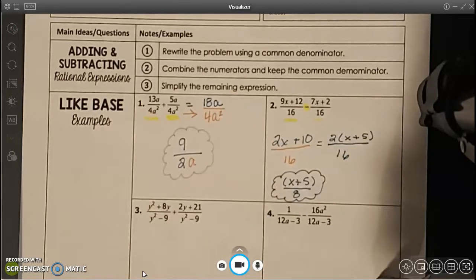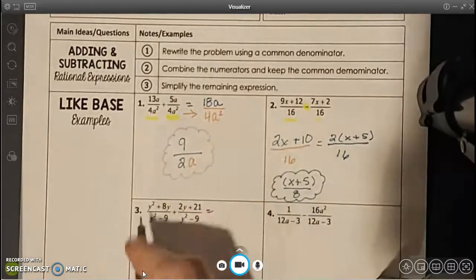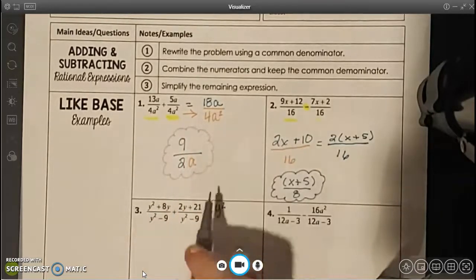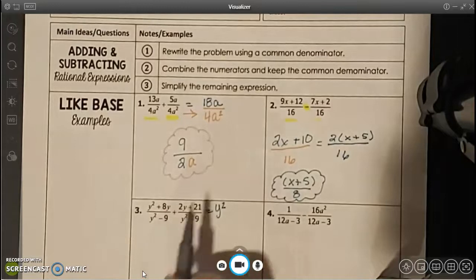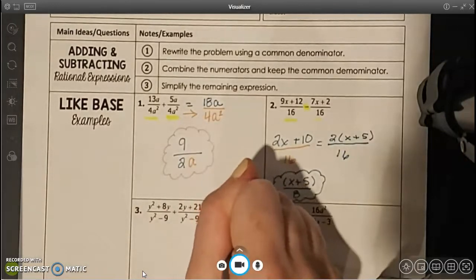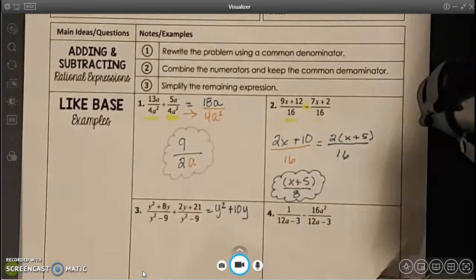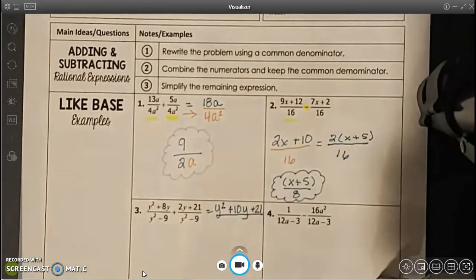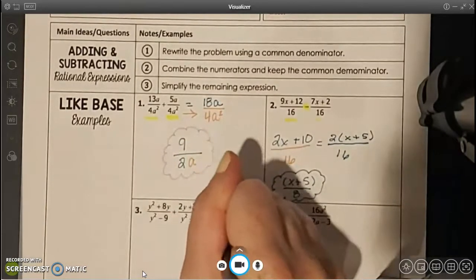All right, let's take a look at number 3. Number 3, they have common denominators, so we'll just combine the numerators. Okay, y squared plus, well, there's nothing to combine there, so it's just going to be y squared. Then 8y plus 2y is 10y. And then I have plus 21, all over, we just carry the denominator over. That's y squared minus 9.